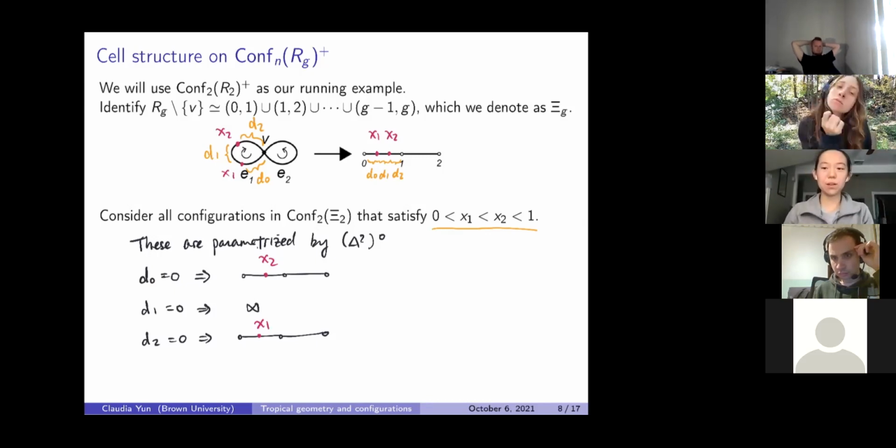So your degree 0 chains or cells are really going to be either an arrangement of n points on this collection of intervals or an arrangement of n-1 points on this collection of intervals.